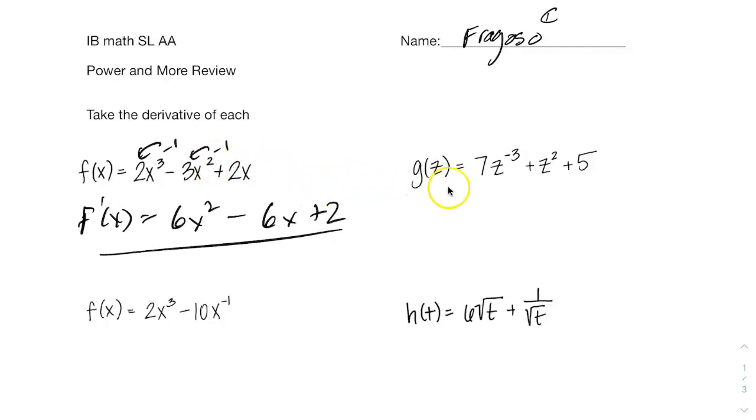Next one, g of z. So same idea here. We're going to take a derivative. So just using the power rule, we'll bring it down, subtract 1 off. So I'm going to get negative 21z to the negative 4 plus, same thing here, bring it down, subtract 1 off, 2z. And then this is a constant, and the derivative of a constant is always just 0. So there's my derivative.